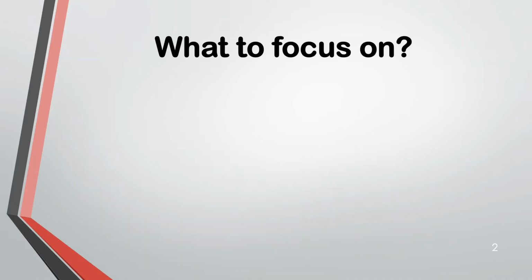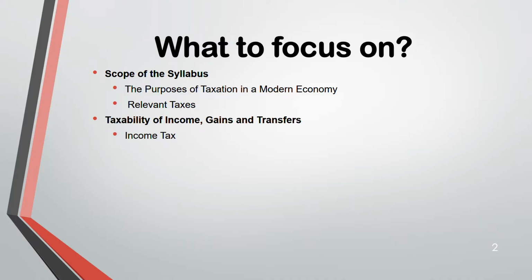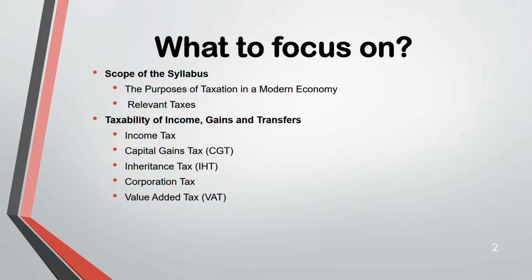So let's start. Here we are going to focus on what is the scope of the syllabus. Under the scope of the syllabus, what is the purpose of tax in the economy? What are the relevant taxes that you need to study in this syllabus? How do you tax income and gains? Income tax, CGT, capital gains tax, inheritance tax, corporation tax, VAT. So these are the 5 types of taxes that we are going to study here, and they are different from each other. The way we calculate these taxes is different, the purposes are different.